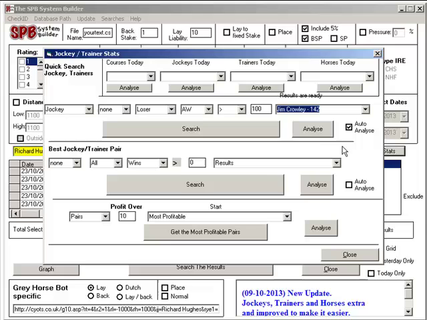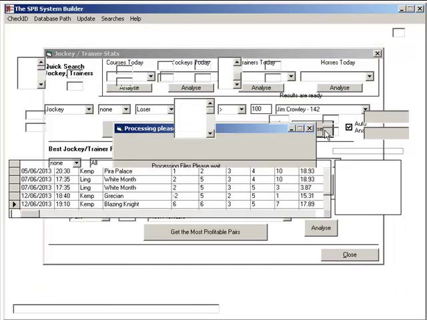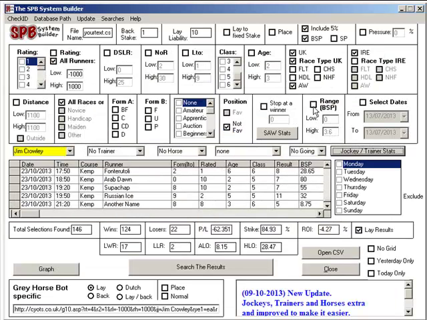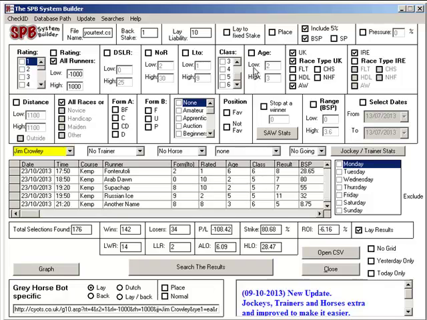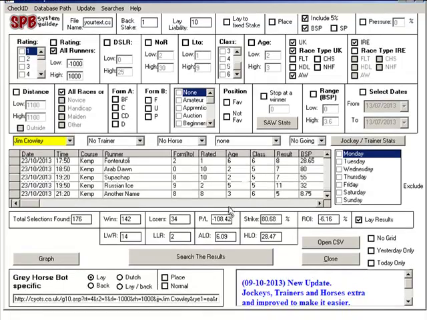We're going to have a look at Jim here, and we're going to analyse him. Now, 142 losers. Sorry, I've left that on. That's one of the things you have to remember to do. Okay, so 142 losers. Now, laying him, as you notice, hasn't actually made any money, which you'd think, with 142 losers, would be a pretty good strike rate, but the prices are so high.